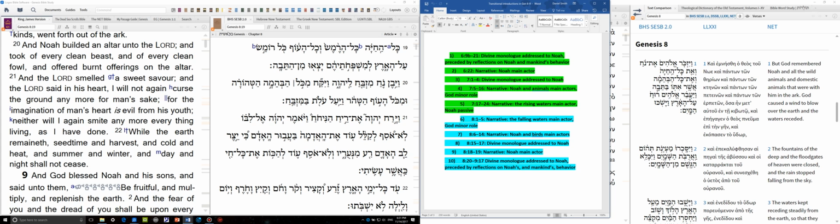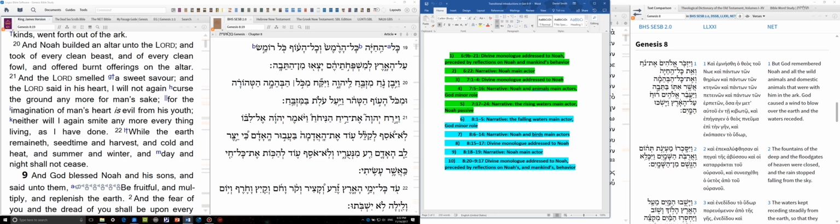Now I want to look at that verse here, and you'll see this as a theme going forward in the Old Testament, especially in the first five books of the Bible, where it talks about the Lord smelling a sweet savor. That simply means that the sacrifice was acceptable unto the Lord. It means he received it. It was pleasing to him. And so he basically says in his heart, I'm not again going to curse the ground anymore for man's sake.